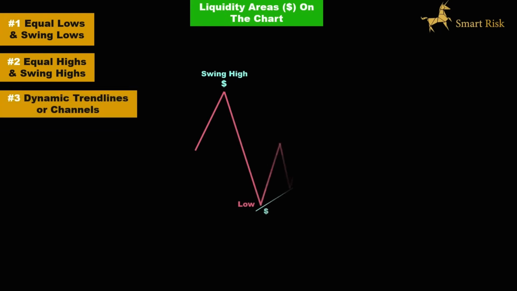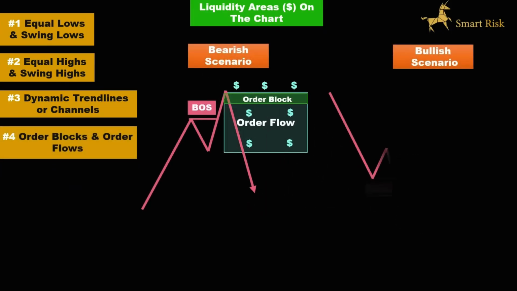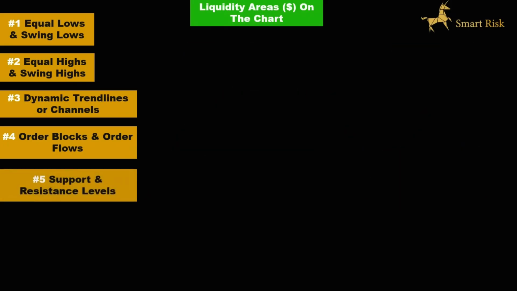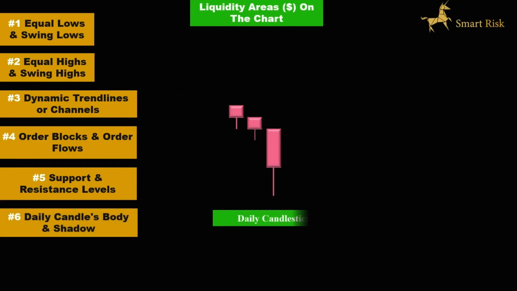Dynamic trend lines and channels. Liquidity zones can be identified above or below dynamic trend line and channel boundaries, because retail traders may place orders in these areas. Order blocks and order flows. Areas where significant orders have been executed or pending orders are clustered can act as liquidity zones. Support and resistance levels. Price levels that have previously acted as support or resistance often attract market participants, making them potential liquidity areas.